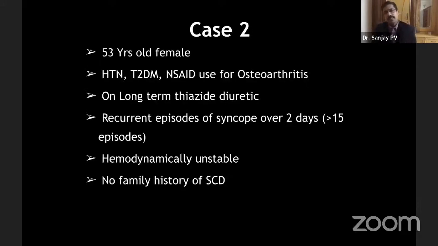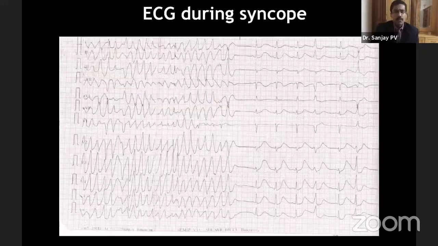So this is the second case, an interesting case. This was a 53-year-old female with hypertension and diabetes, on long-term thiazide diuretic. She had recurrent episodes of syncope for the last 2 days, almost 15 to 20 episodes. All hemodynamically unstable, she injured herself once, and no family history of SCD. So we were fortunately able to capture one such episode.